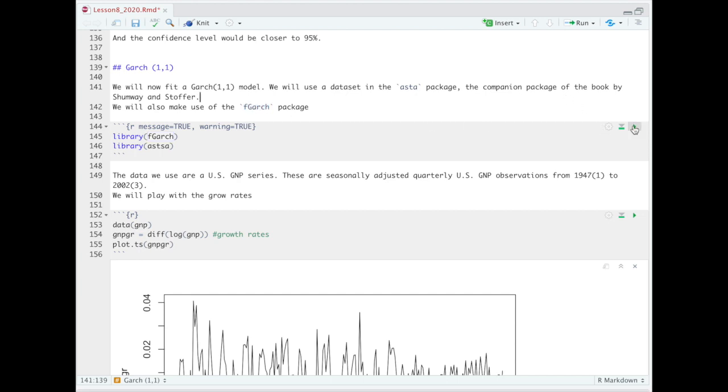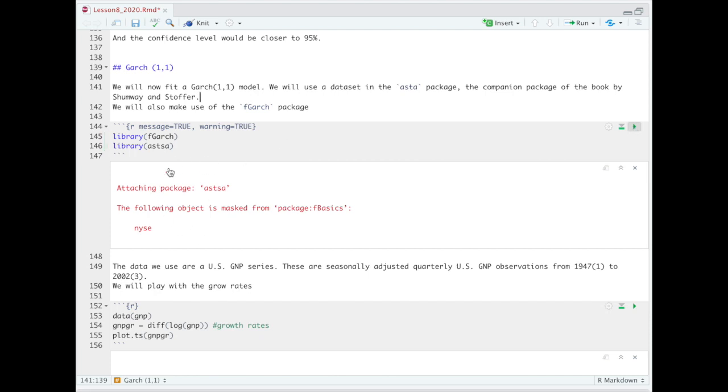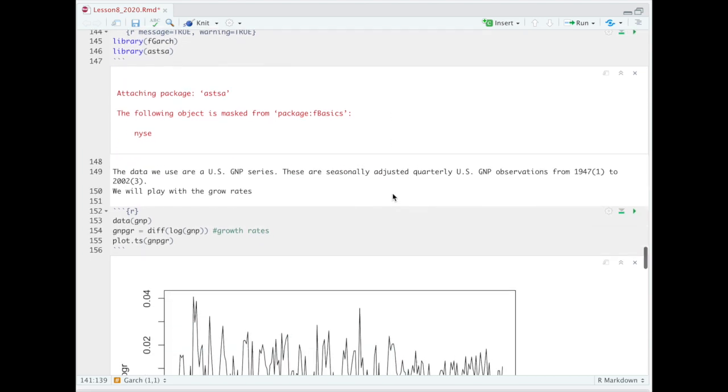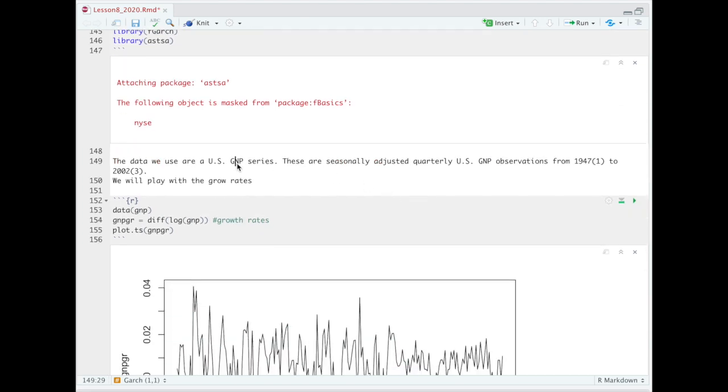So what we do is we run our package. Now, what happens? We use the dataset GNP of the US gross national product that contains seasonally adjusted quarterly observations from the first quarter of 1947 to the third quarter of 2002. And what we want to model are the growth rates.